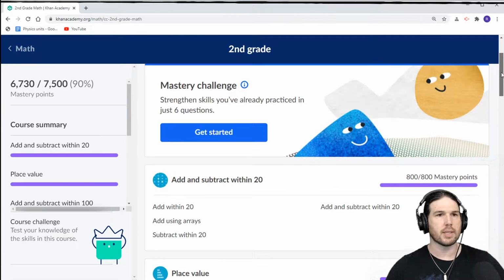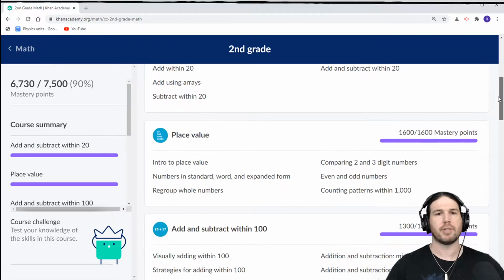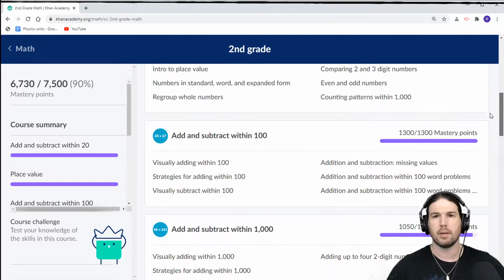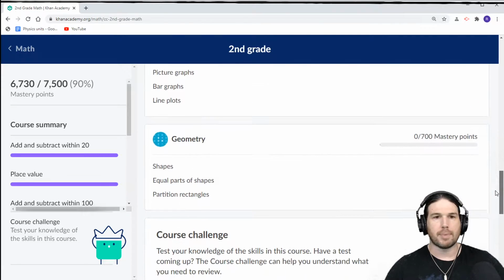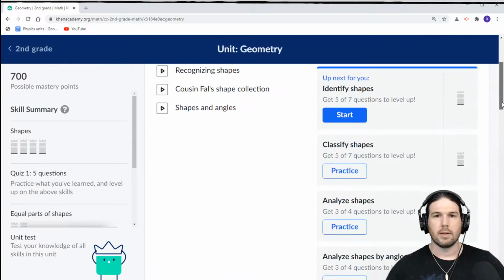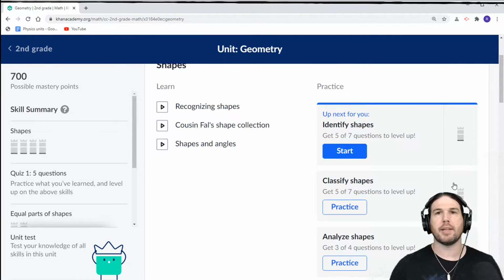We're almost done. We are 90% of the way through second grade. We are definitely finishing it in this stream. So up next, we have geometry. Now, the first bit is just identifying shapes, so this should be nice and quick.